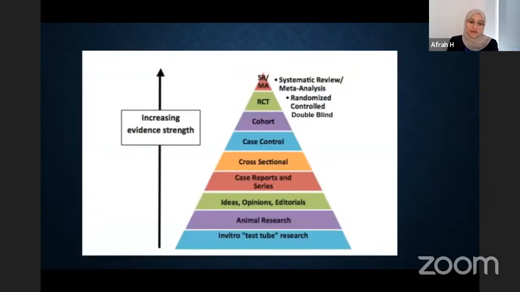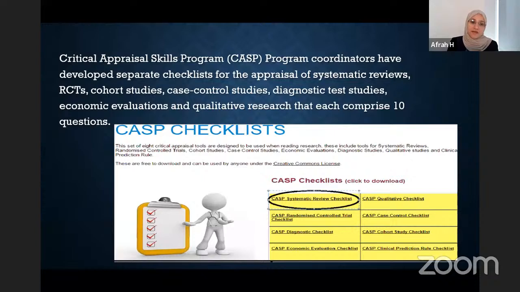And because we have several types of studies with different types of strength, critical appraisal scale program coordinators have developed separate checklists for the appraisal of systemic reviews, RCTs, cohort studies, case control studies, diagnostic test studies, economic evaluations, and qualitative research that each comprise 10 questions. Today, we will discuss the systemic review checklist.